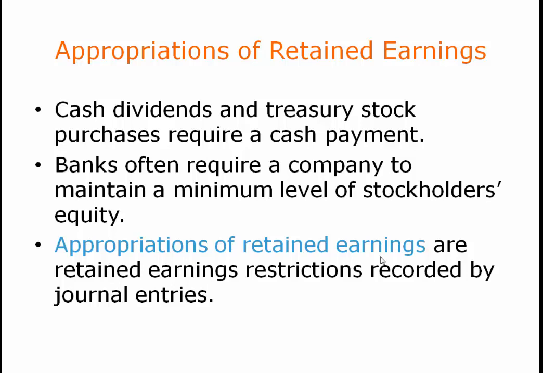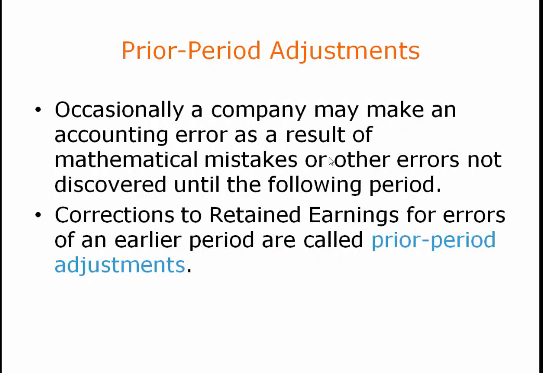And they can apportion retained earnings, and they're restricted by journal entries, and sometimes it has to do with what they call bank covenants. That's where, it says here, banks require a company to maintain a minimum level of stockholders' equity. That's a bank covenant. And if you have cash dividends and treasury stock, you've got to make certain you have enough cash.